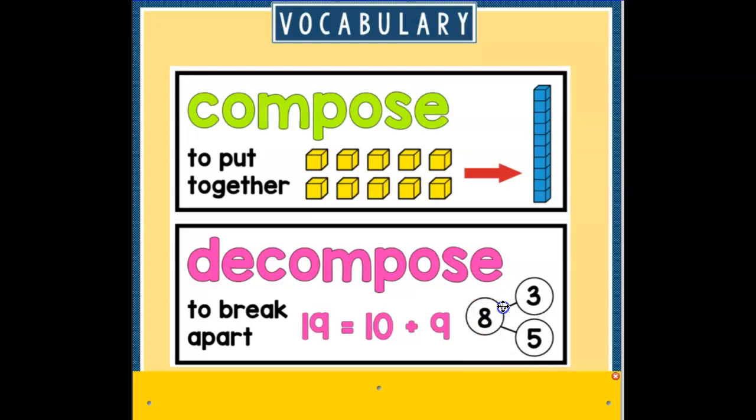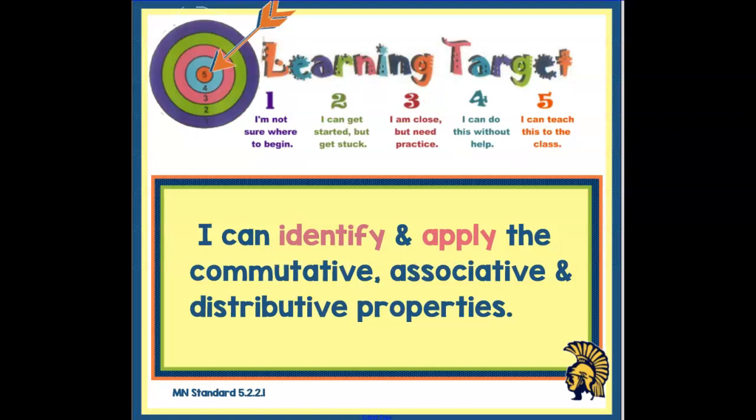Our learning target for today is I can identify and apply the commutative, associative, and distributive properties. So we're adding in a new property today, the distributive property. So go ahead and rate yourself. Where are you on the learning target? Are you at a 1 or are you at a 5? Go ahead and show your teacher where you are.